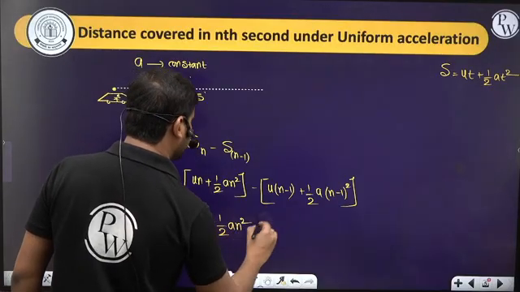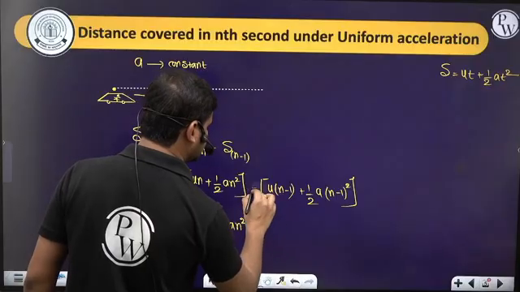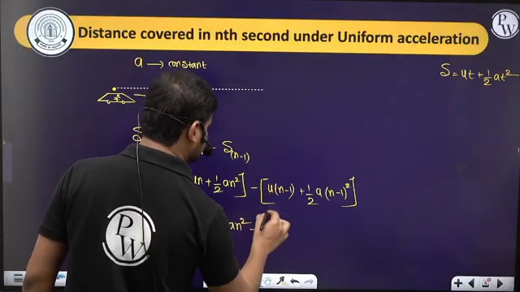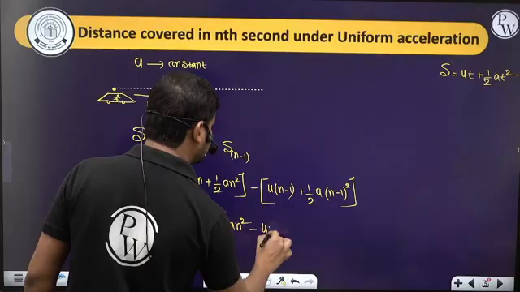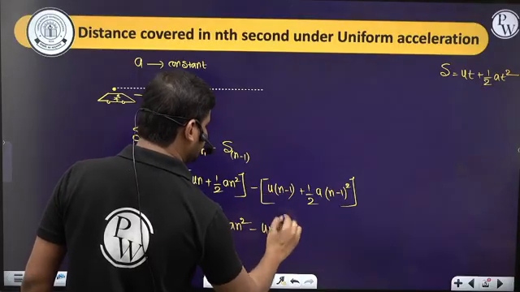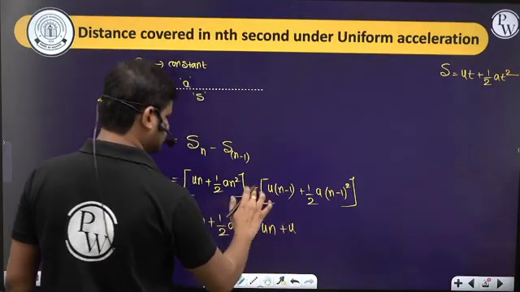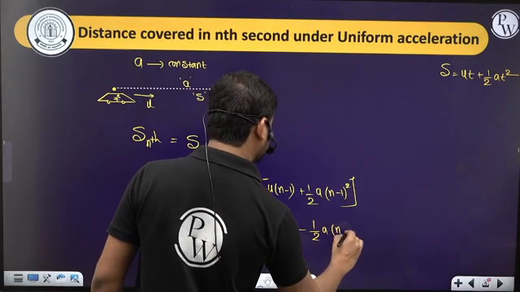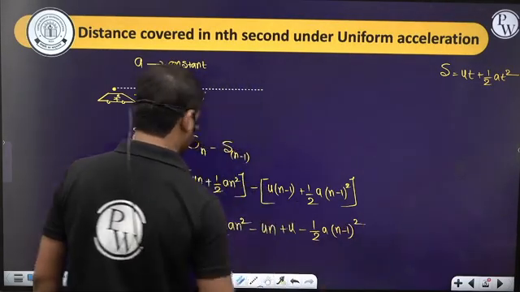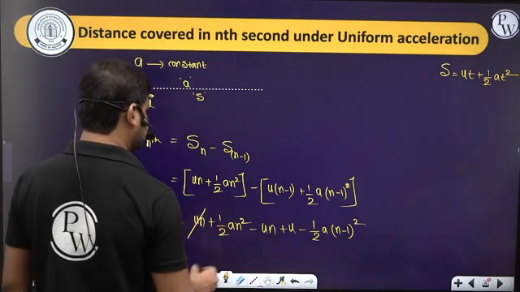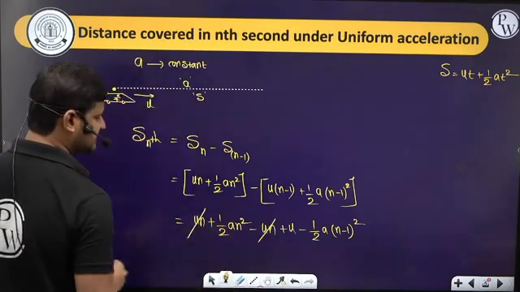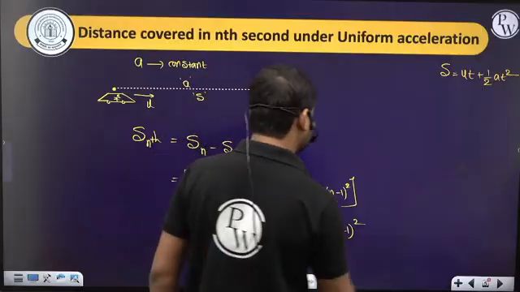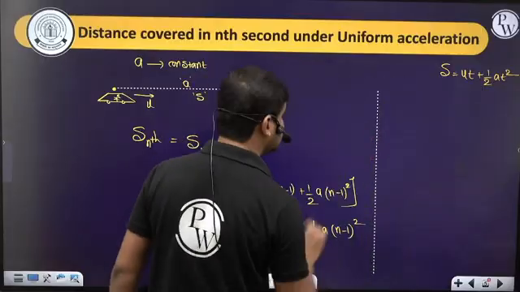Then this is minus, so multiply the minus inside. So minus un, minus u, and minus half a into n minus 1 whole square. Here I could see that the plus un and minus un get cancelled. So let's do the calculation again. Let's rub this part.